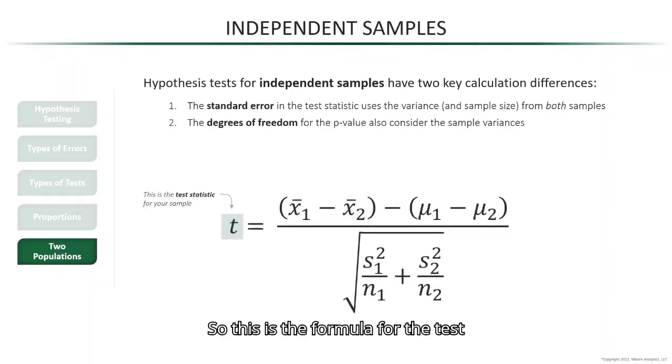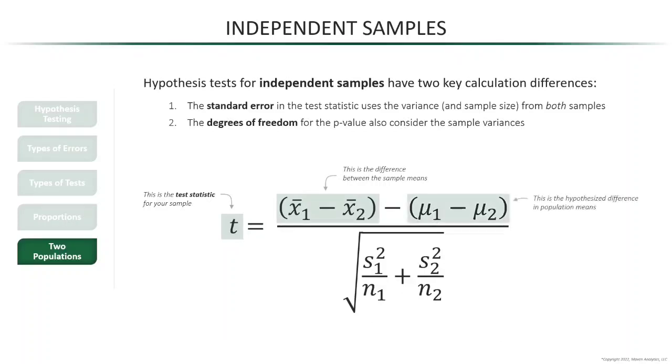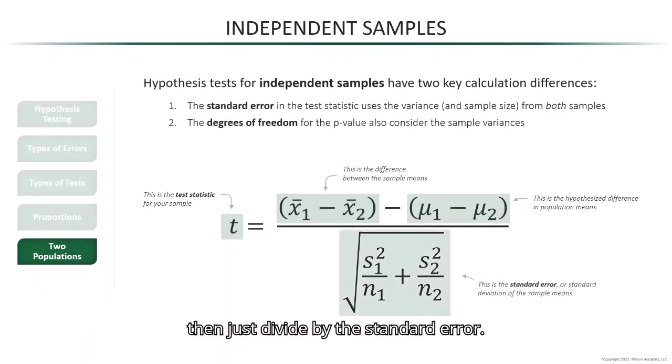So this is the formula for the test statistic, which is the same as always, just with those minor differences. In the numerator, you have the difference between the sample means, and then you subtract the hypothesized difference in population means, and then just divide by the standard error.